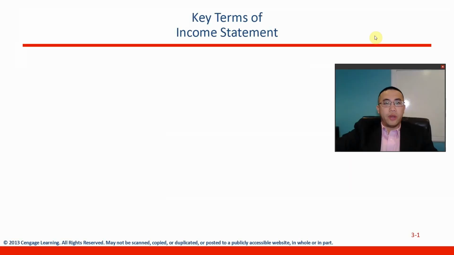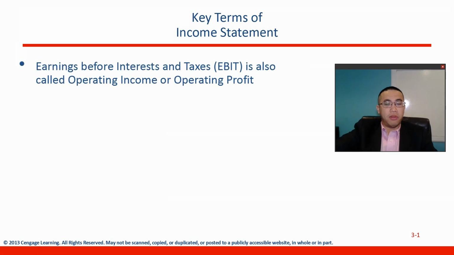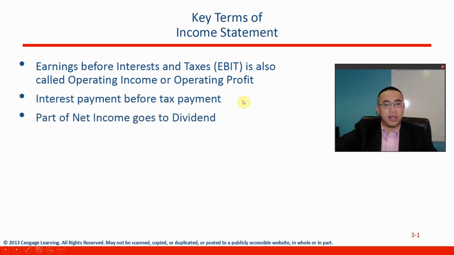Okay, so here is a review of the key terms of the income statement. First of all, you should know that earnings before interest and taxes is also called operating income or operating profit. To get this operating profit, you need the operating revenue minus all the operating expenses. And then you have an interest payment before the tax payment. That's very important, because that basically determines that interest is a tax shield to avoid taxes.